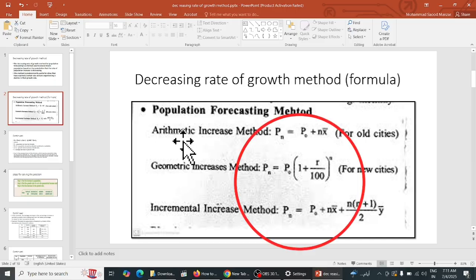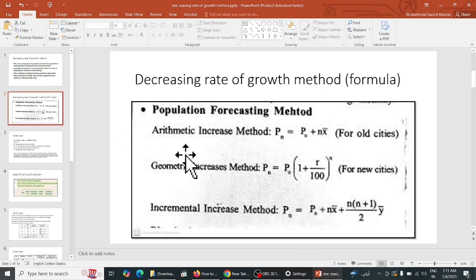For example, if you remember the arithmetic increase, in which the population increases at a constant rate; geometric increase, which is used for finding the population for new cities, with arithmetic for old cities; and the incremental increase method, which basically gives the value that lies between the arithmetic and geometric increase methods. On my channel there are some videos that talk about these methods, and briefly I have also shown you how to solve problems related to these forecasting methods.